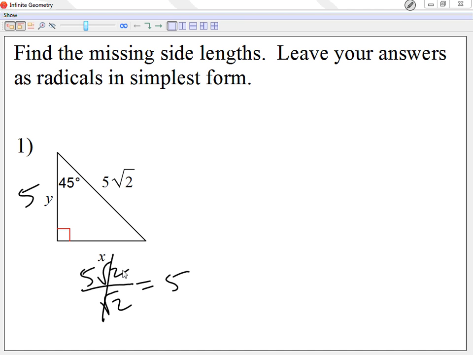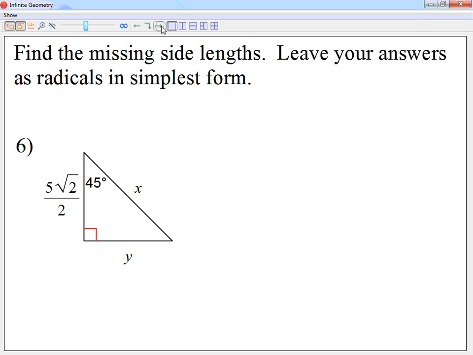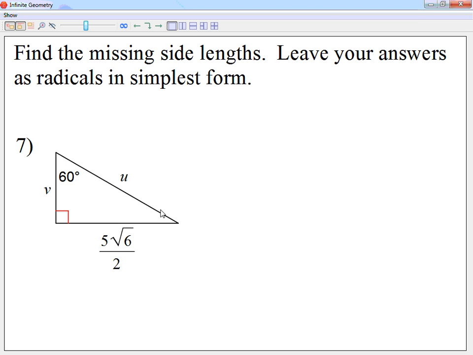So the 45-45-90, we have it for the first 6 questions. But then we have 30-60-90. Let me see. We want to start from the small side. That's the one we want. For us to go to the hypotenuse, we multiply by 2. For us to go to the other side, we multiply by radical 3. So you multiply as long as you start from the small side.